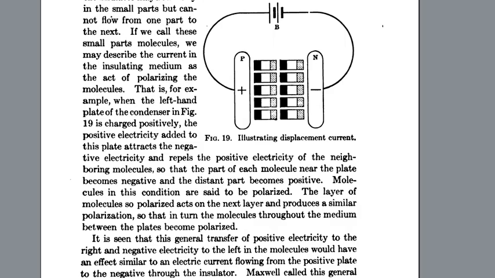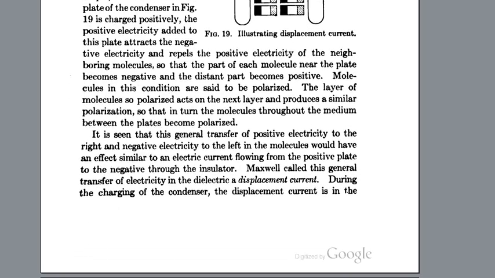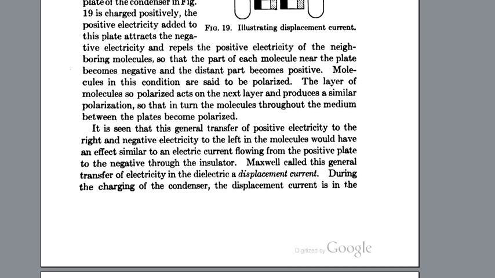The layer of molecules so polarized acts on the next layer and produces a similar polarization, so that in turn the molecules throughout the medium between the plates become polarized. It is seen that this general transfer of positive electricity to the right and negative electricity to the left in the molecules would have an effect similar to an electric current flowing from the positive plate to the negative through the insulator.